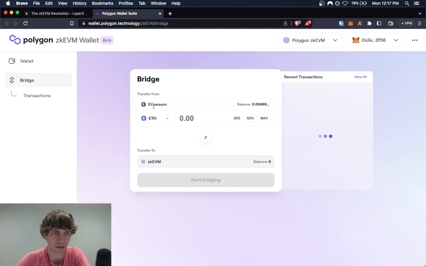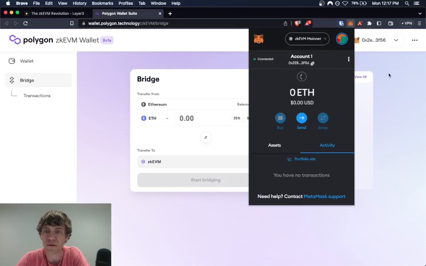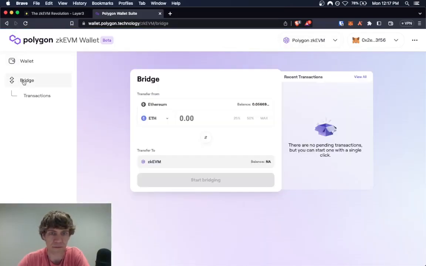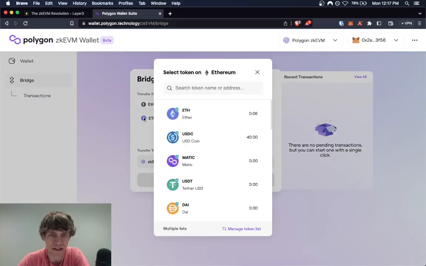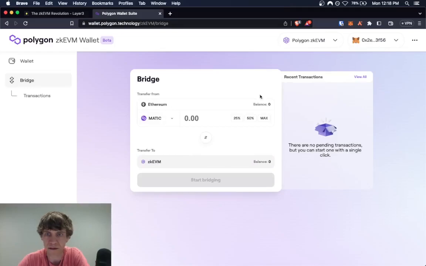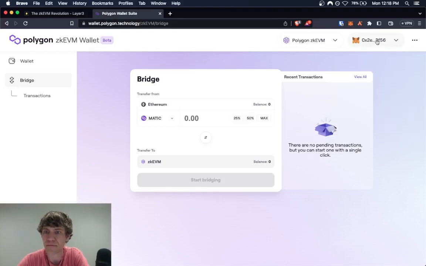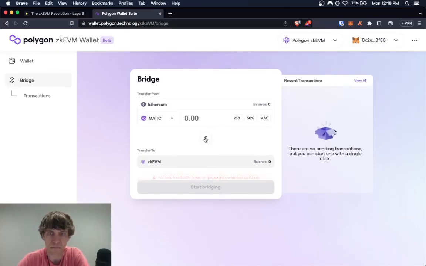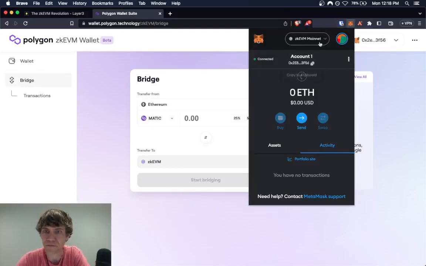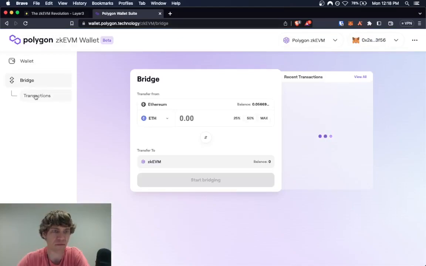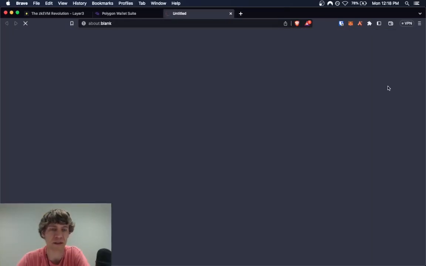Now, I would like to, I wonder if we can bridge from Polygon. Let's see here. No, it doesn't look like we can. I'm going to check this out here. Let's go to Polygon mainnet and see if we can bridge from here. If not, I'm only going to bridge a little bit of Ethereum. No, doesn't look like we can.